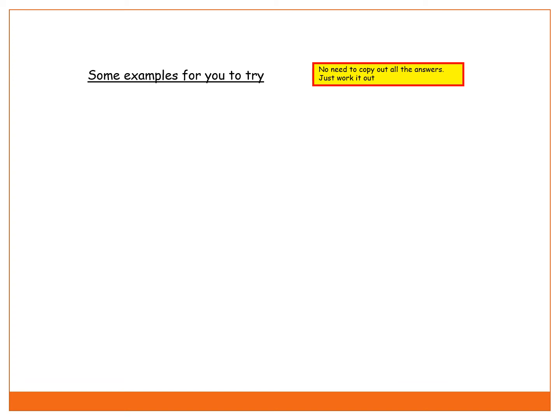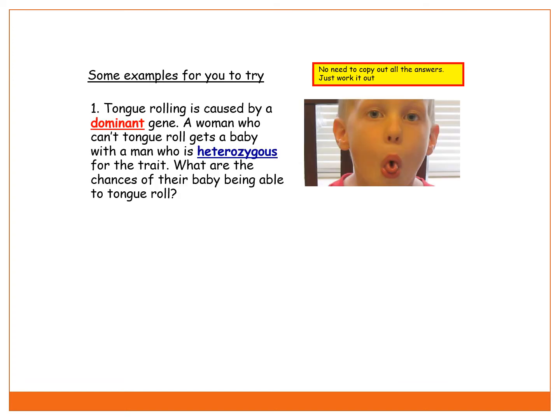Try this example on your own. So tongue rolling is caused by a dominant gene. A woman who can't roll gets a baby with a man who is heterozygous for the trait. What are the chances of their baby being able to tongue roll? So pause the video and try to work this out before I go over the answer.